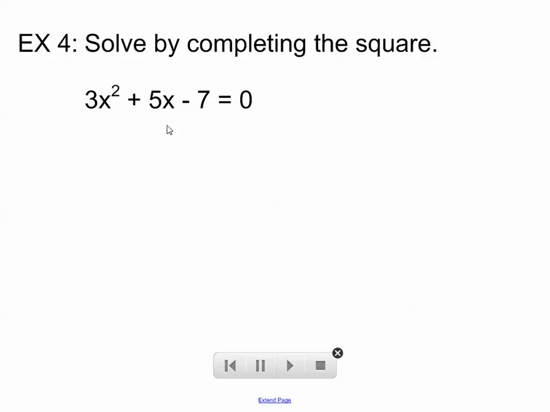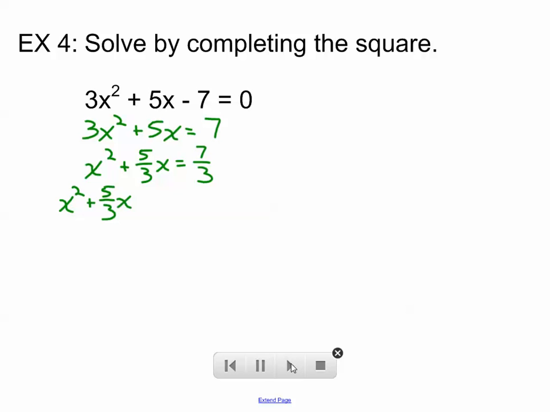Right here, you're going to find out why completing the square is not a good method when the lead coefficient is not 1. So let's do this. First of all, let's add 7 to both sides. Then I'm going to divide every term by 3 so that I can get a lead coefficient of 1. Now I have to determine, okay, what am I going to add to both sides? Half of 5/3 is 5/6. 5/6 squared is 25/36. This is getting messy, and I know you see it too.